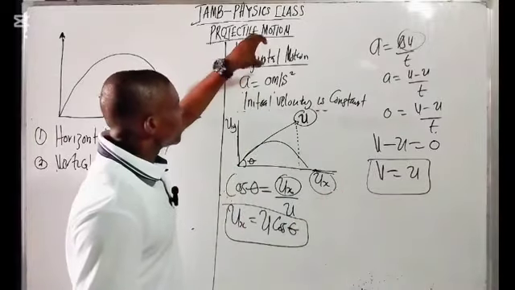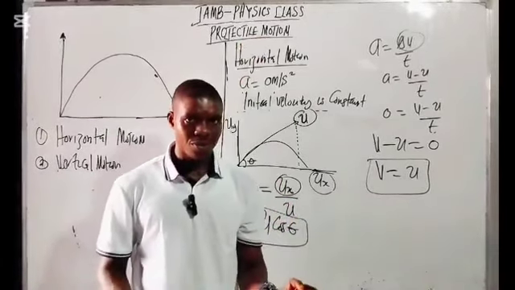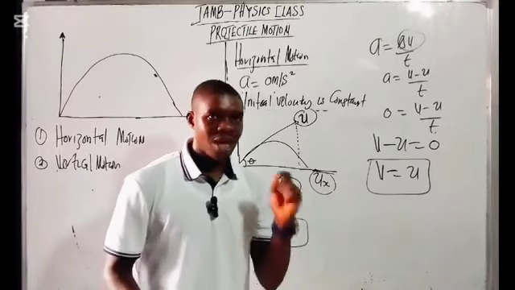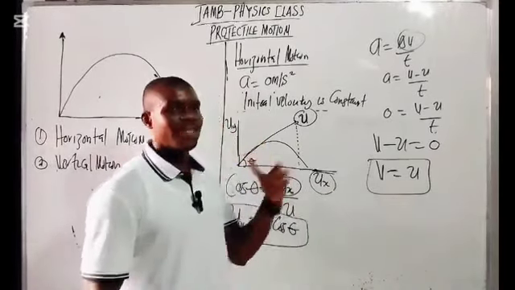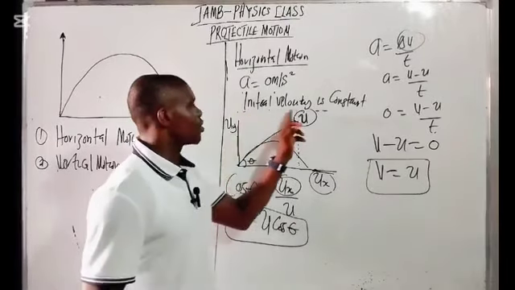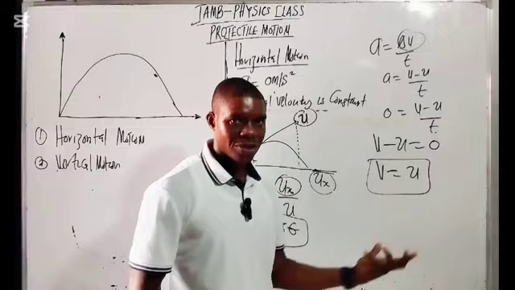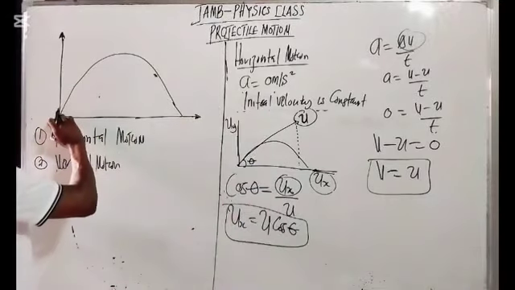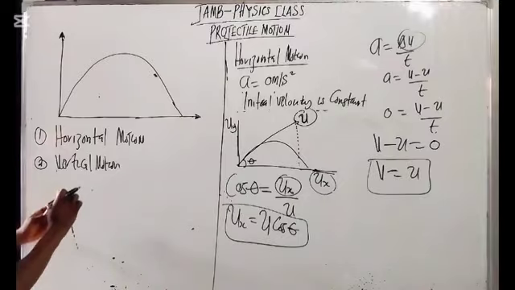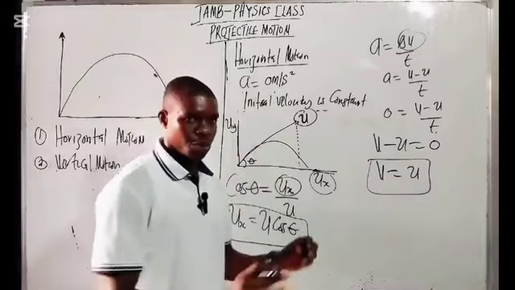So in horizontal motion, acceleration is always equal to 0. There's no acceleration happening on it, and if my acceleration is 0, my velocity is constant. That is, the change in velocity is zero, so the initial velocity is constant. Why? Because the initial velocity equals the final velocity. At first there is always a velocity used to project it, and the velocity does not change in horizontal motion.